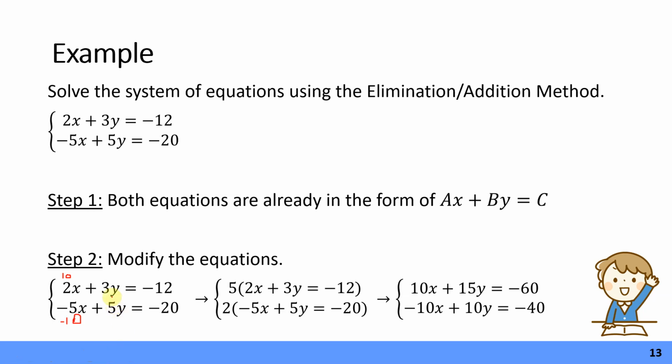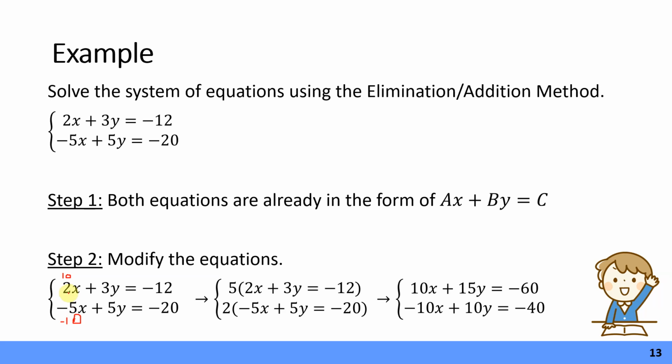Now, I know what you're thinking. What if I want to cancel the y's? Go for it. You can make this into a +15 and this one into a -15. That's okay. But for me, just to keep it simple, I decided to make the top number into a 10 and the bottom one into a -10.